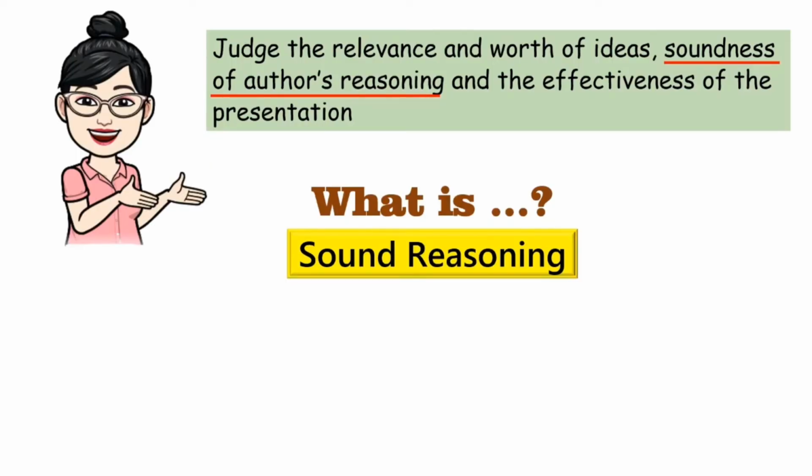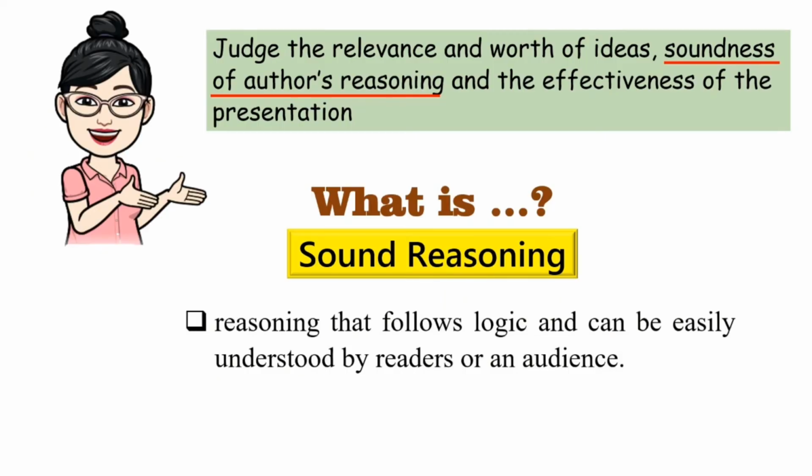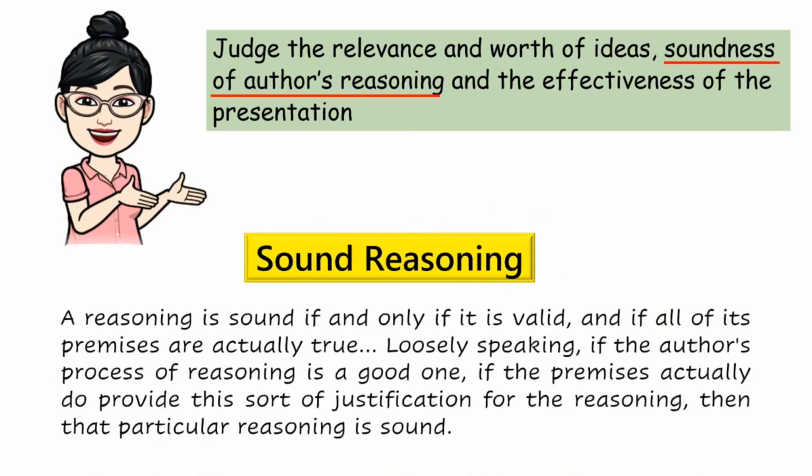Now, how can we know if an author's reasoning is sound? Sound reasoning is reasoning that follows logic and can be easily understood by readers or an audience. A reasoning is sound if and only if it is valid, and if all of its premises are actually true. Loosely speaking, if the author's process of reasoning is a good one, if the premises actually do provide this sort of justification for the reasoning, then that particular reasoning is sound.